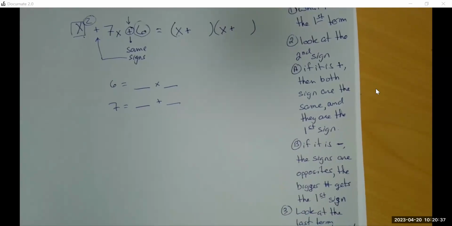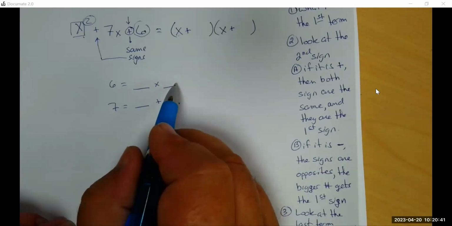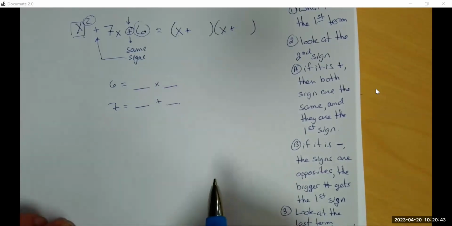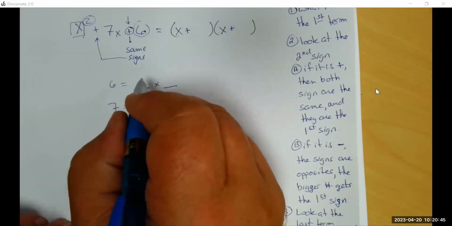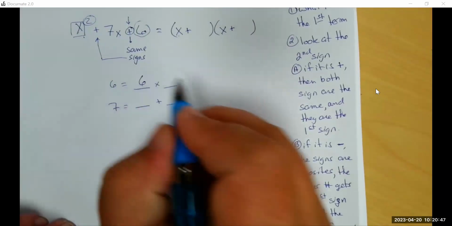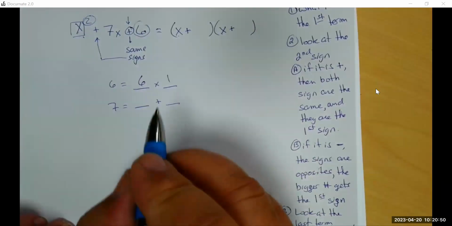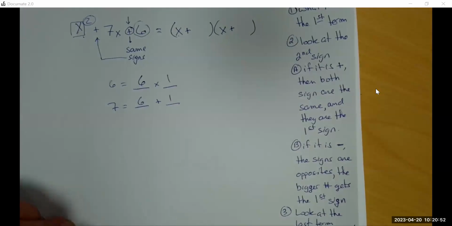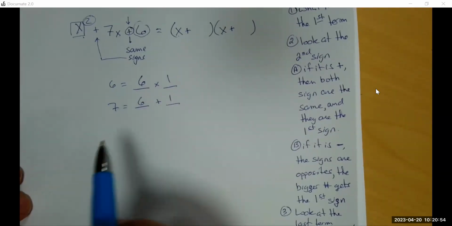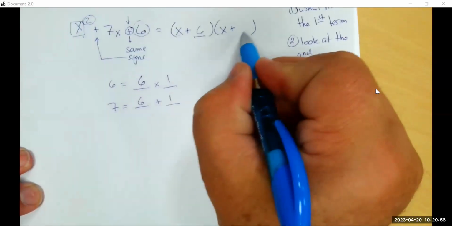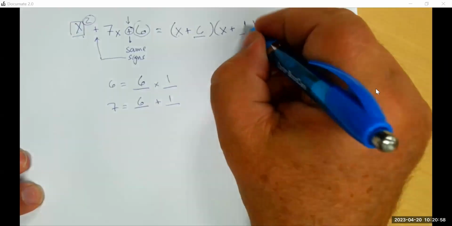This is the bad nightmares coming back to haunt you. So what times what is 6? When you add them, you get 7. 6 and what? I thought you said 4. 6 and 1. So 6 plus 1. So these are the two numbers that go in our answers. 6 and 1. And there we have it.